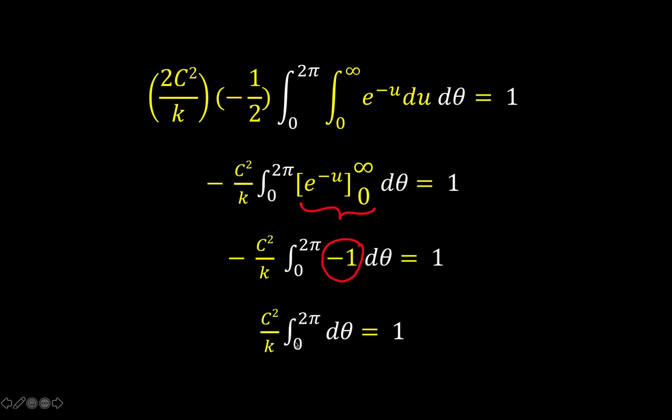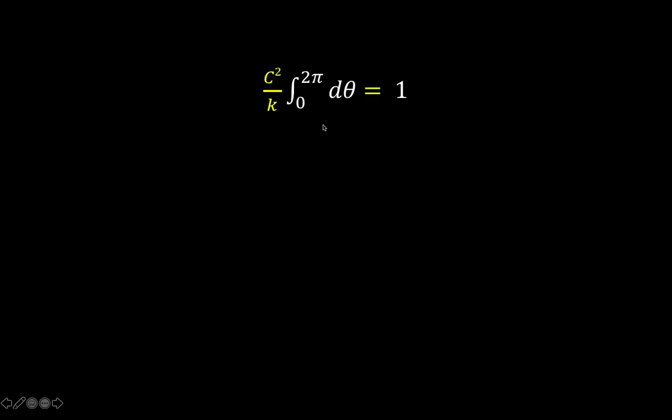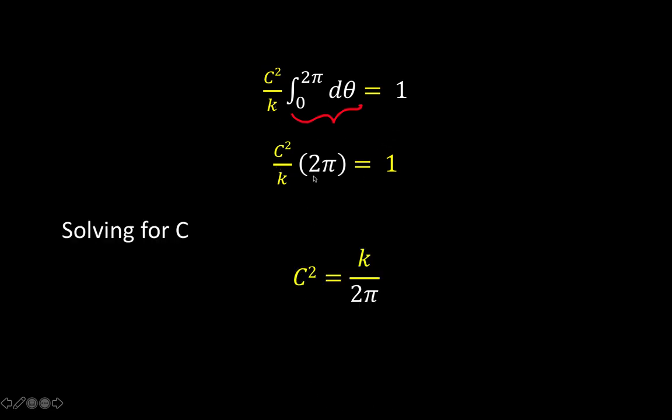And we now have the integral from 0 to 2 pi of d theta, which is just equal to 2 pi. So this part here is equal to 2 pi. All the rest are just copied. And then solving now for c, we have c squared is equal to k over 2 pi. And finally, c is equal to plus or minus the square root of k over 2 pi. But we want the area to be positive 1. So we just take the positive value of the constant.